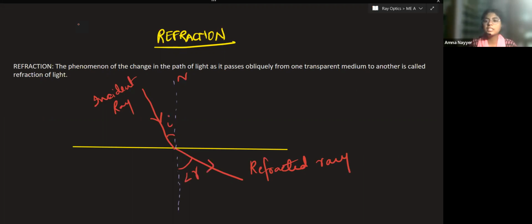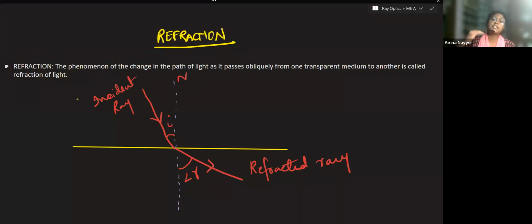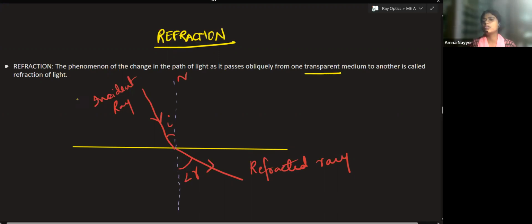So what is refraction? I have already written the definition. The phenomenon of the change in the path of light as it passes obliquely from one transparent medium to another is called refraction of light. Now, why a transparent medium? Because if the medium is opaque, the light will not be able to pass through it. So the object should be such that light is able to pass through it.